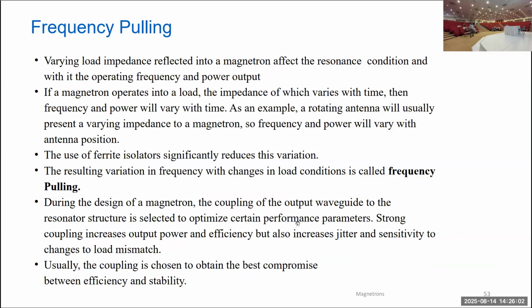The next is frequency pulling. Now, if somehow we do not fix the proper voltage and current, then the impedance of the magnetron is changed. And definitely, if the impedance is changed, the frequency also changes. The output frequency of the magnetron also changes, and this phenomenon is called frequency pulling.